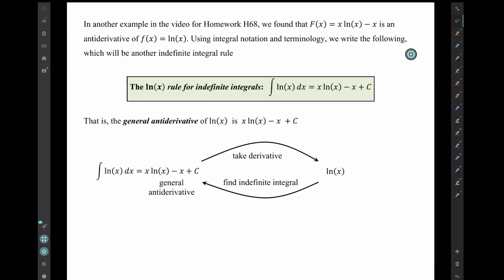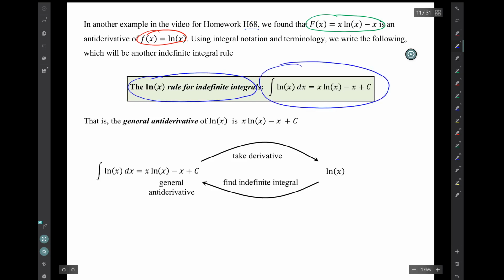In another example in the video for homework 68, we found that this function, capital F of x equals x ln of x minus x, is an antiderivative of little f of x equals ln of x. Well, using integral notation and terminology, we would write the following indefinite integral rule corresponding to that. It's called the ln of x rule for indefinite integrals. It says the indefinite integral of ln of x equals this function form, x ln of x minus x plus c.